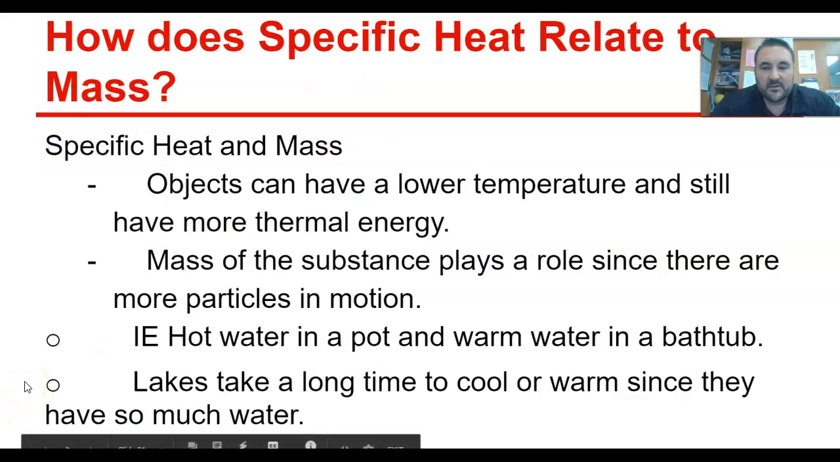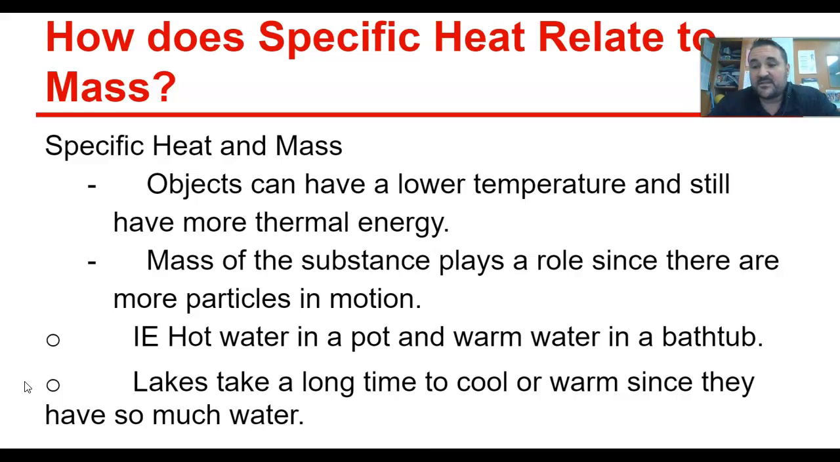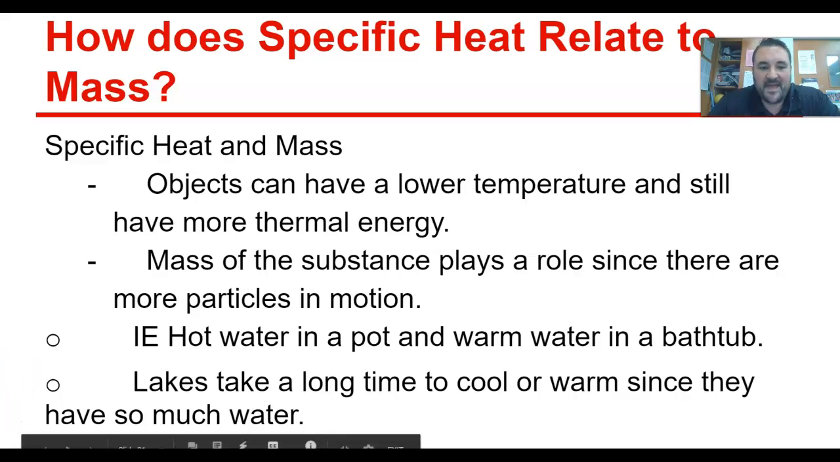Objects and heat. The more mass an object has, generally speaking, the more thermal energy it has, even though it may not be hotter. Like the ocean has an enormous amount of thermal energy, even though it's not as hot as a boiling pot of water. That's because there are so many more particles traveling at a certain speed. Mass has a very big part.